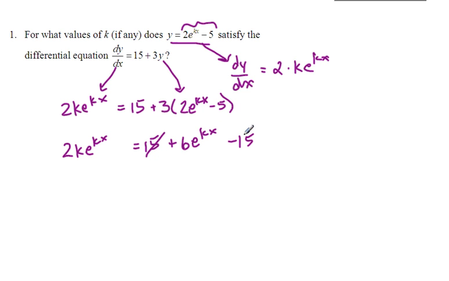When we see those 15s canceling, we get a little giddy. And then we notice that both sides look similar. We've got an e^(kx) on both sides and a number in front of them. Well, if those two expressions are equal, then the 2k has to equal the 6, and k equals 3.